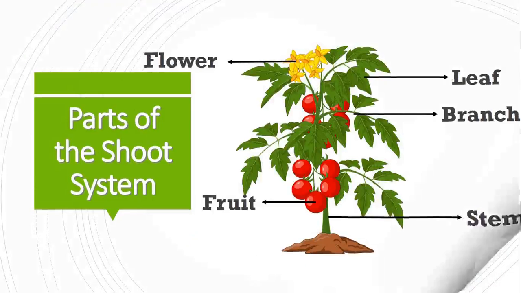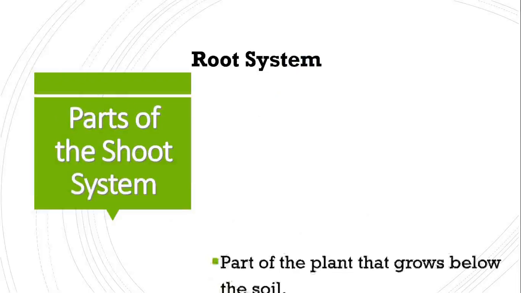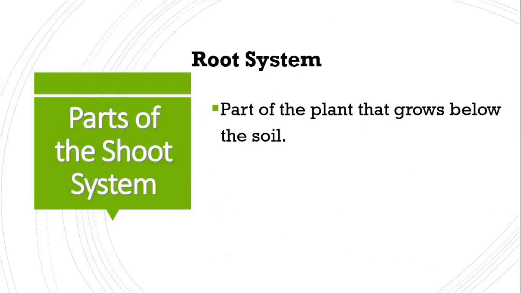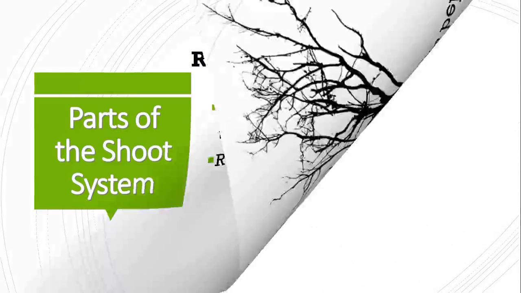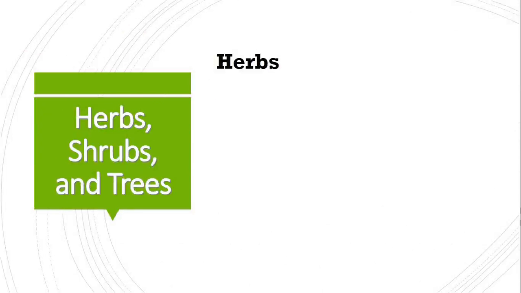Next, root system. The root system is the part of a plant that grows below the ground. The root system consists of only the roots that grow under the ground. Next, herbs, shrubs and trees.